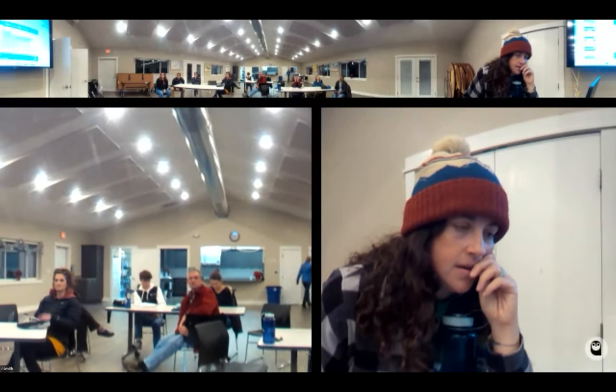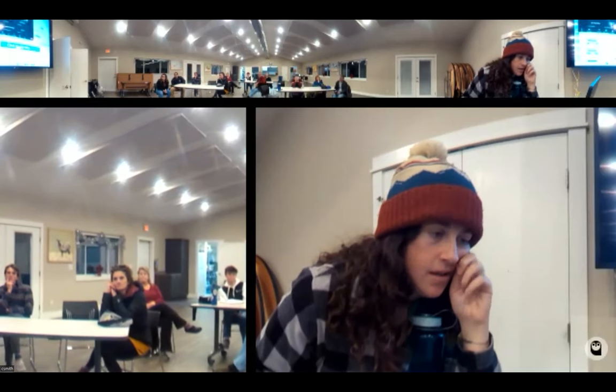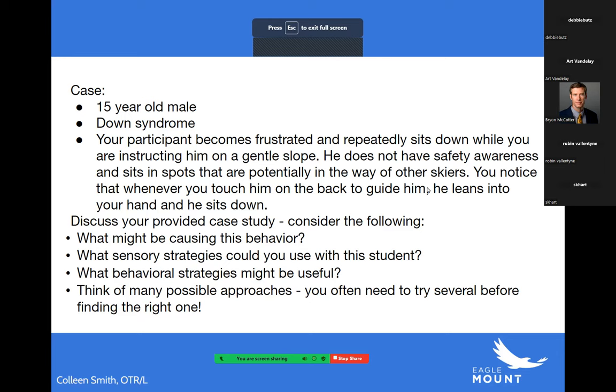Okay, so the case is a 15-year-old male who has Down syndrome. I'll go back to sharing. I pasted this in the chat so that hopefully you can see it when you go into breakout rooms. He's 15 years old. He becomes frustrated and repeatedly sits down while you're instructing him on a gentle slope. So maybe one of the magic carpet areas at one of the mountains. He has no safety awareness about this and sits in spots that are potentially in the way of other skiers. You notice that whenever you touch him on the back to guide him, he leans into your hand and sits down.